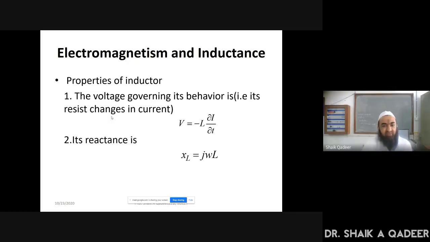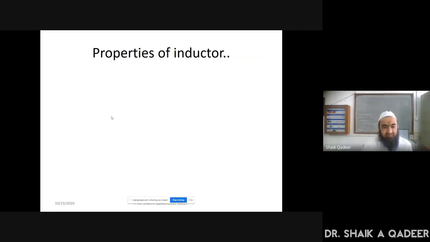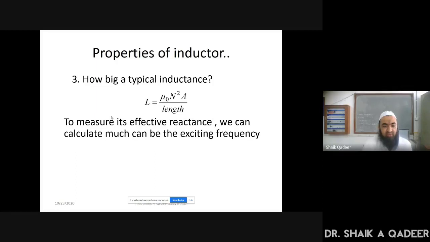The second fundamental property of an inductor is about its complex resistance, which is given by j omega L. Continuation of the properties of the inductor. If we want to know how big the inductor is, we can use this formula: mu naught N square A divided by its length. This is useful in order to find out the excitation frequency of the AC signal.